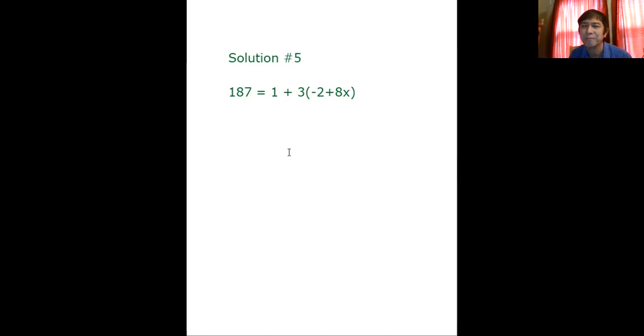doing it in another way. It's okay to know several ways of doing it. And let's see if we will come up with the same answer, x equal to 8. All right. So we'll begin with the given problem. So 187 is equal to 1 plus 3 times the quantity -2 plus 8x. All right. Let's begin there.